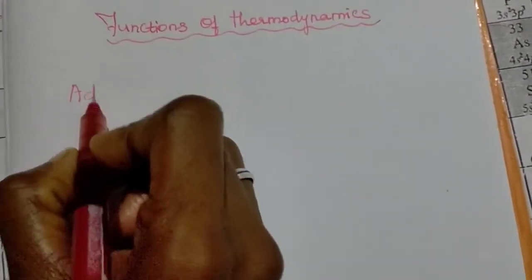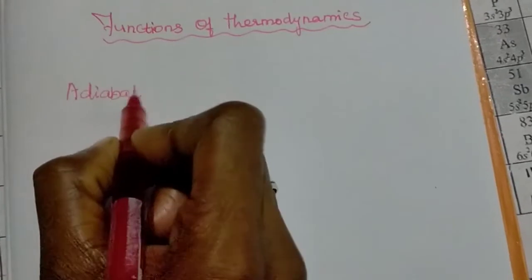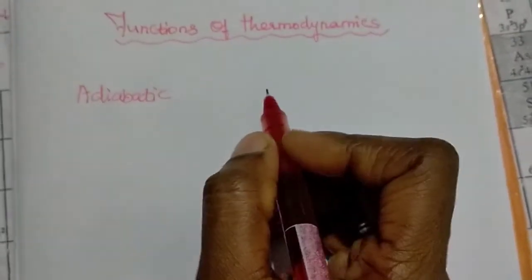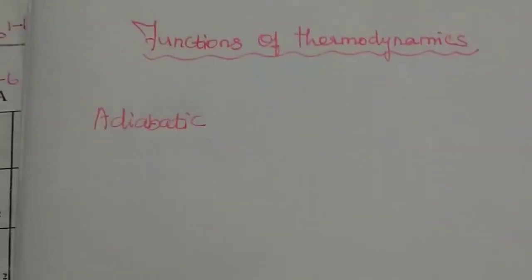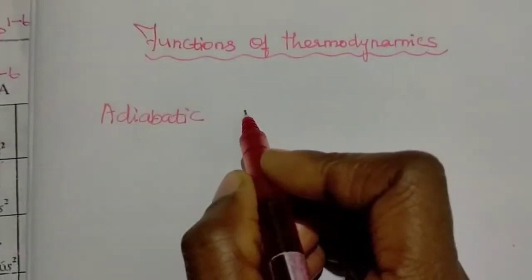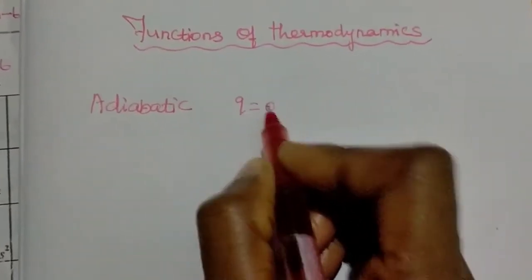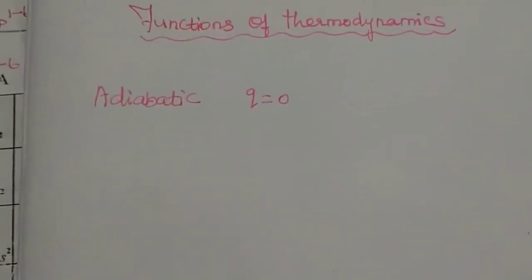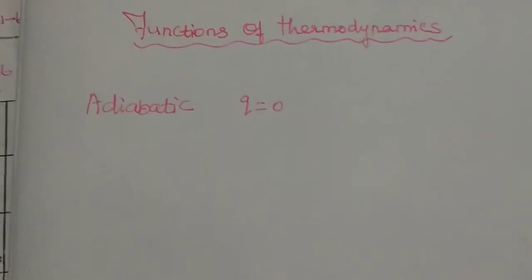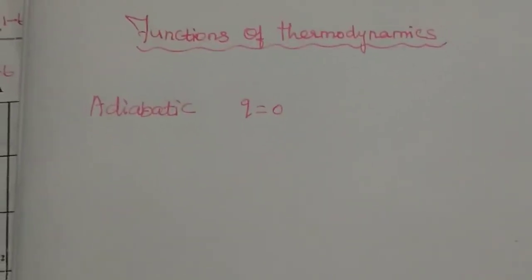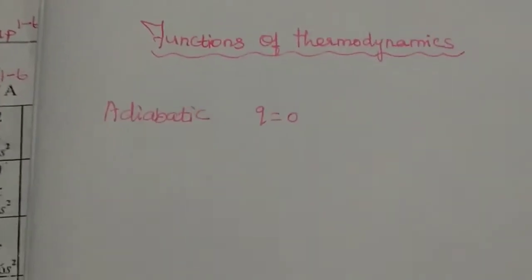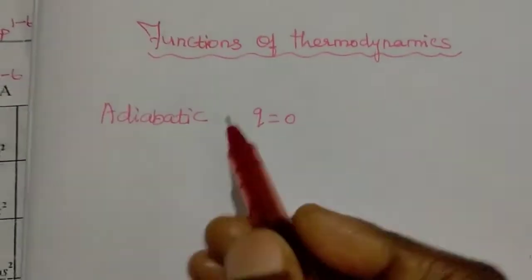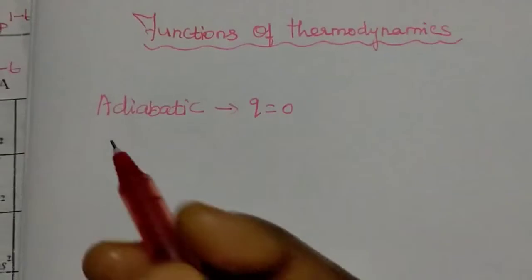Adiabatic process. What is the condition for the adiabatic process? Q is equal to 0. That means there is no heat transformation, no exchange of heat in the thermodynamic system. There is no flow of heat from system to surrounding and surrounding to system. This is the condition for adiabatic process.